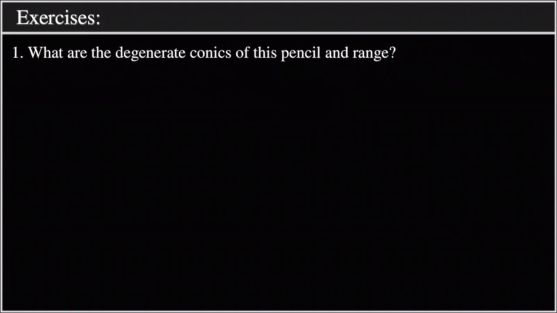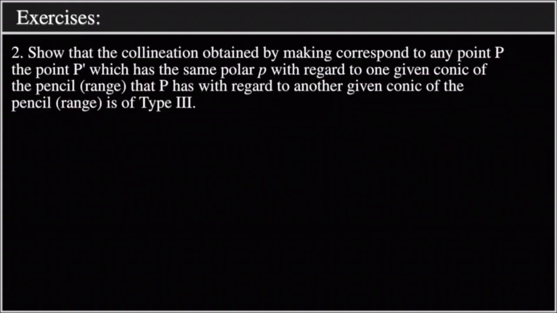Exercises. 1. What are the degenerate conics of this pencil and range? 2. Show that the collineation obtained by making correspond to any point P the point P prime, which has the same polar p with regard to one given conic of the pencil or range that P has with regard to another given conic of the pencil or range, is of type 3.